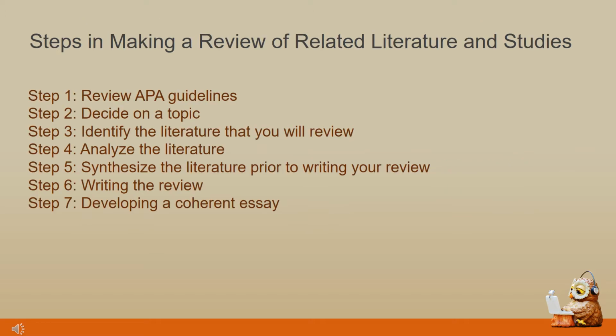Steps in making a review of related literature and studies. Step 1. Review APA guidelines. Read through the links on APA guidelines so that you become familiar with the common core elements of how to write in APA style. In particular, pay attention to general document guidelines like font, margins, spacing, title page, abstract, body, text citations, and quotations.